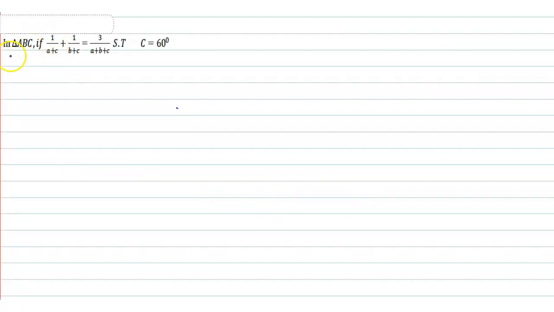Here the question is, in triangle ABC, 1 by (a plus c) plus 1 by (b plus c) is equal to 3 by (a plus b plus c). He is asking to show that angle C is equal to 60 degrees. So here is the proof of this question. First the given value, I am writing 1 by (a plus c) plus 1 by (b plus c) is equal to 3 by (a plus b plus c).